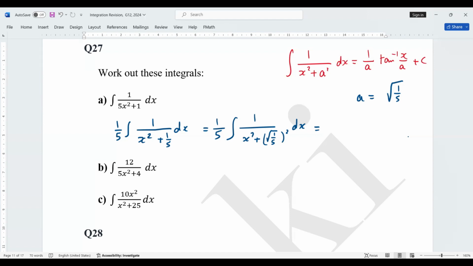Then the answer is 1 over 5 outside multiplied by 1 over a, 1 over square root of 1 over 5, tan inverse x over a, square root of 1 over 5, plus c. You can simplify more. In simplest form, we can write here square root of 5 over 5 tan inverse square root of 5x plus constant.